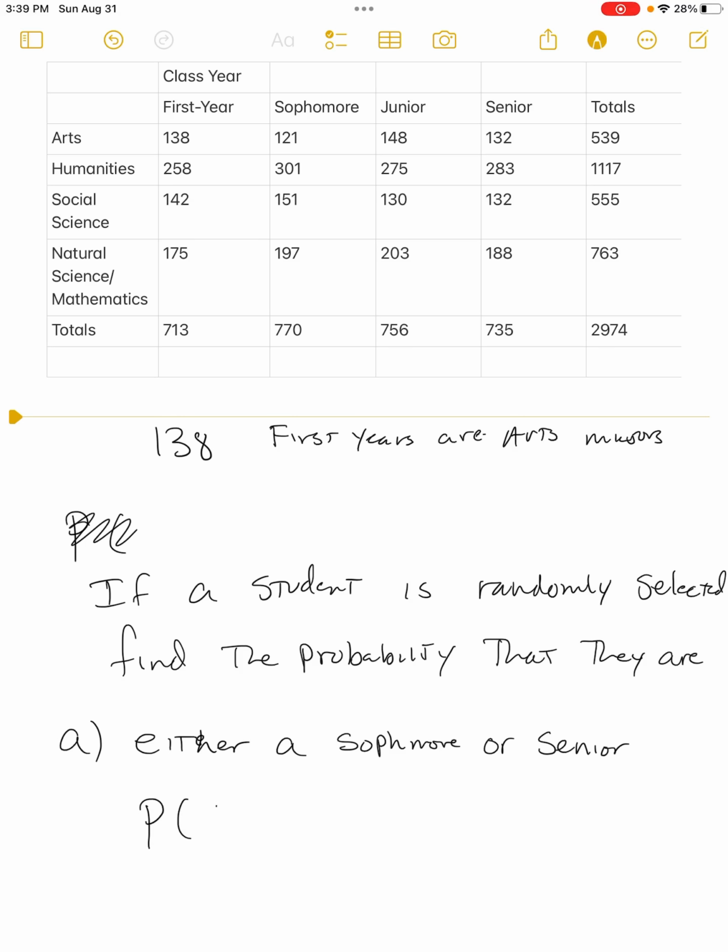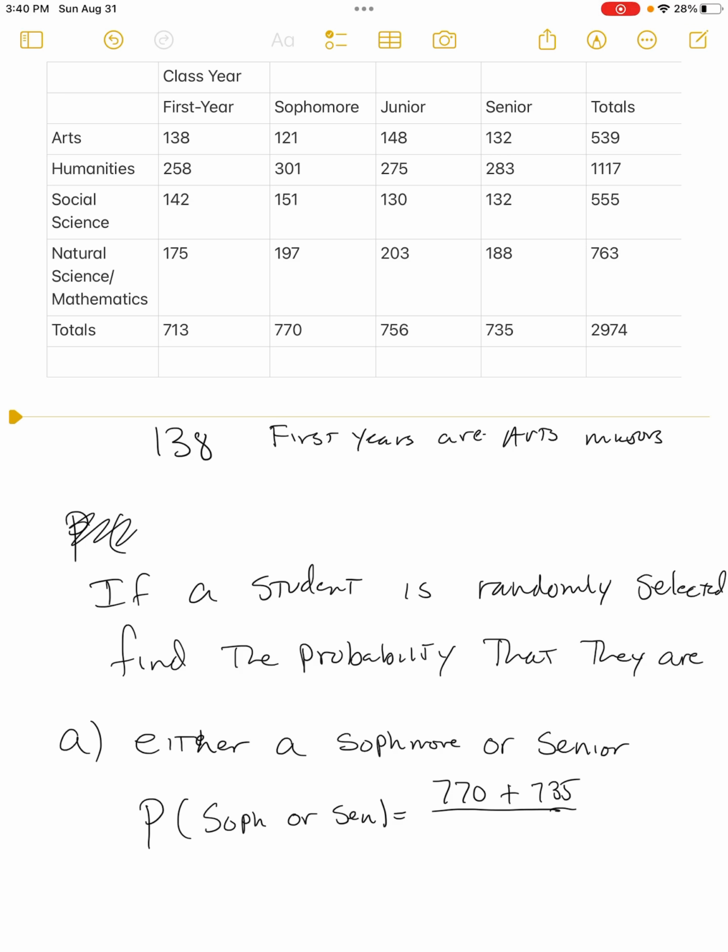The probability that they're either a sophomore or senior is equal to, well, how many sophomores are there? Looks like there's 770 sophomores, right? The 121 art majors, the 301 humanities, 151 social science, and the 197 natural science total up to be 770. How many seniors are there? In that same row, we see that there's 735 seniors. Now, you can't be a sophomore and a senior, so there's no overlap at all, so it's just a straight adding of those two. Here we're not counting up circles because there's just so many.